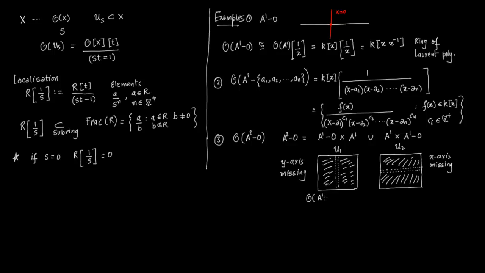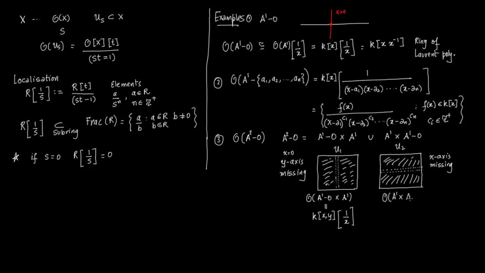So what is the ring associated with this? First you start with the bigger set. X was A1 times A1, which is A2. From A2 you removed the y-axis. So you start with the big set A2 and remove the y-axis out of it. First we write what was O of X. That will be k[x,y] corresponding to the entire set A2. Then you removed the y-axis, and therefore you take 1 by x, because the y-axis is defined by the polynomial x equals 0.